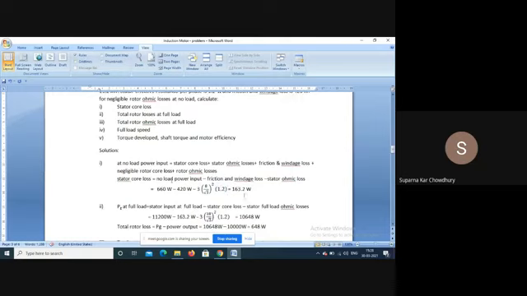Now at no load, the first data is for no load. At no load, power input is basically equal to the losses, no power output. So this is stator core loss plus stator ohmic loss plus friction and windage loss plus rotor core loss and rotor ohmic loss. Now rotor core loss for an induction motor is negligible because the rotor frequency is very low. So this is neglected. And the rotor ohmic loss at no load is neglected.